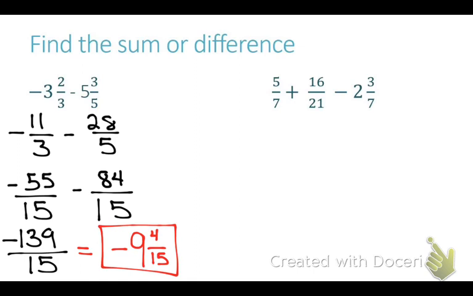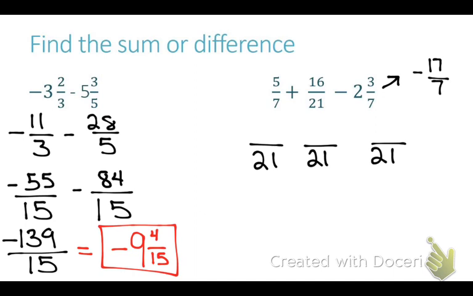Now, you do have one question on your test that has 3 terms in it. There is no difference in solving, though. I still need an LCD. What would be my LCD? 21. So I create my LCD of 21. I need to change the third one to an improper fraction. All right, so it becomes negative 17 over 7.